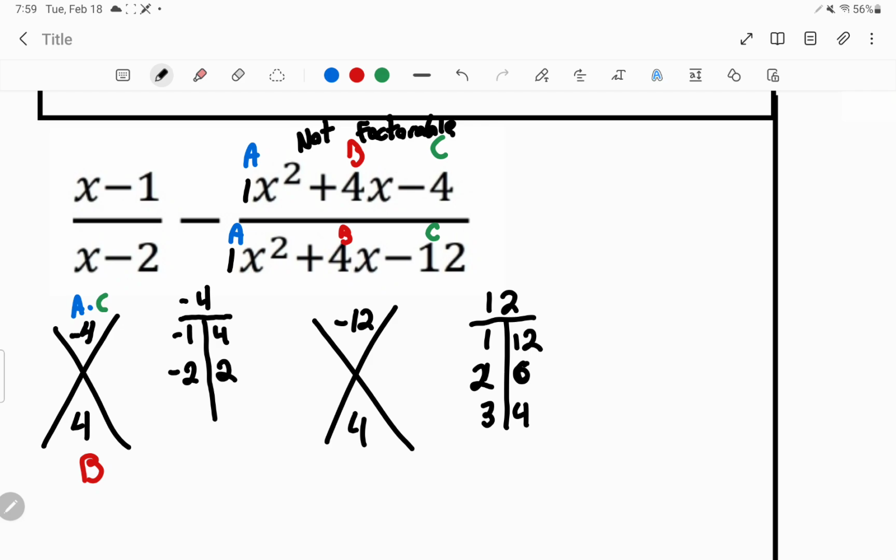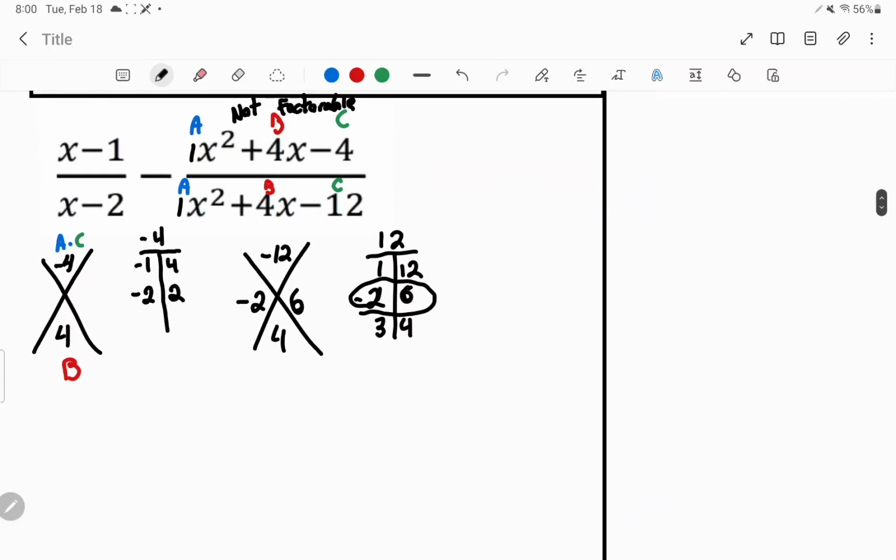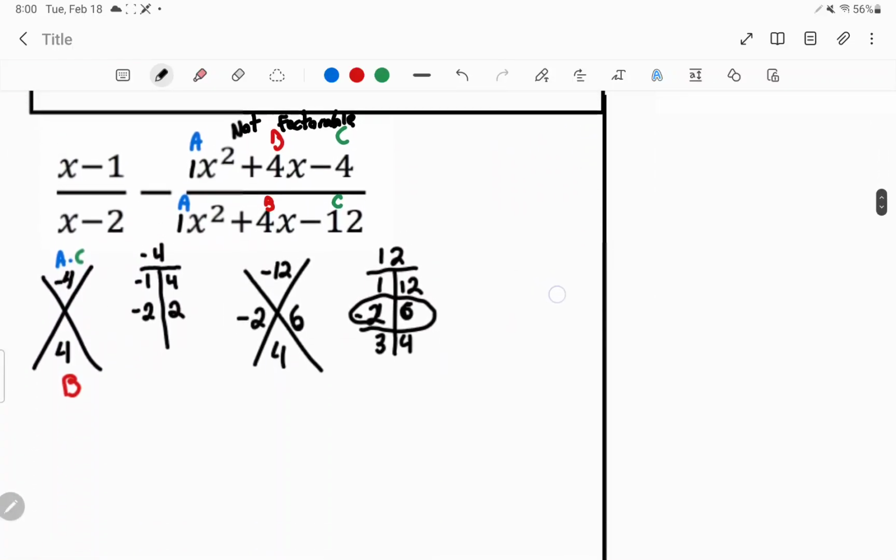Now, in this one, I'm going to pick the 2 and 6, but the 6 has to be the positive one, so that one's negative. That's going to work because that's going to give me a positive 4 if I add them, but negative 12 if I multiply, which those are my two factors. Let's go ahead and rewrite my problem. So instead of having, we're going to have x minus 1. And then this one's going to be minus still. And it's the same thing because we couldn't factor it.